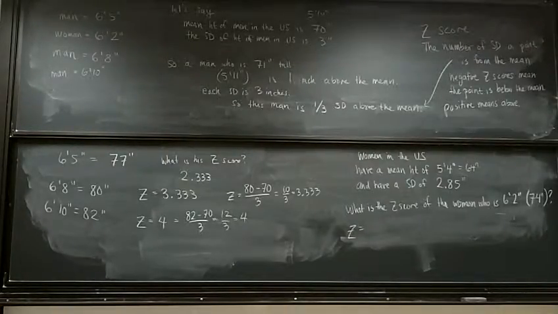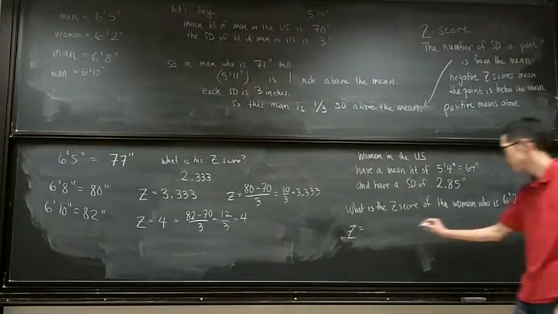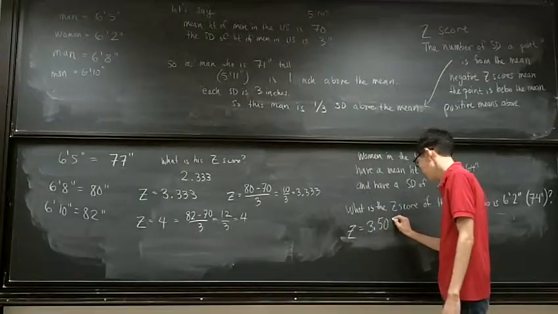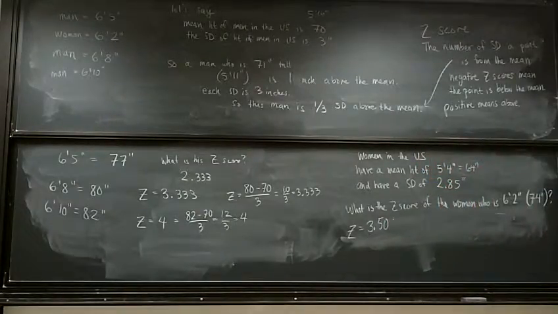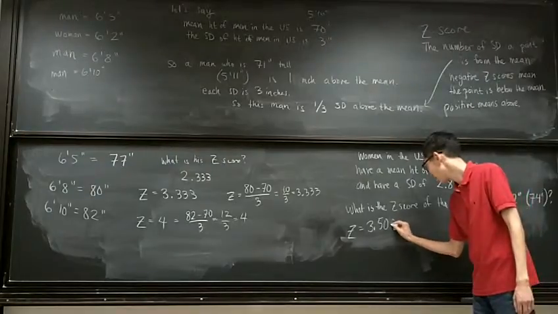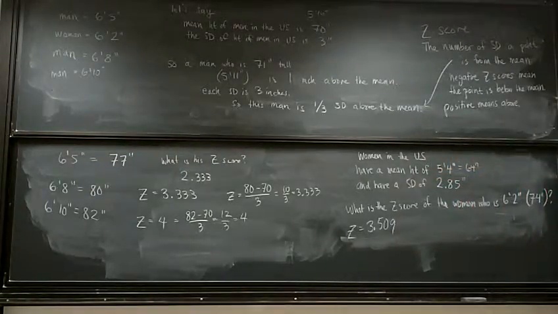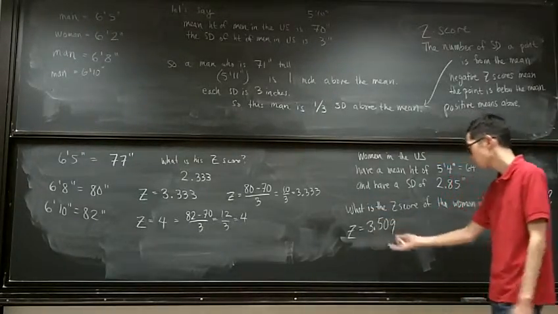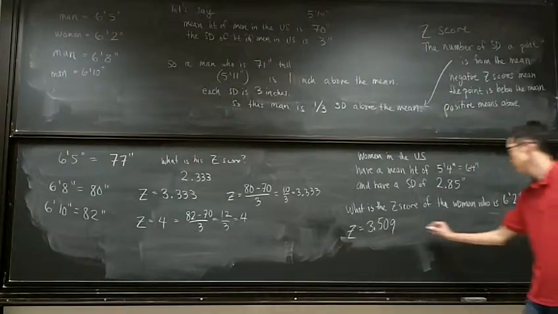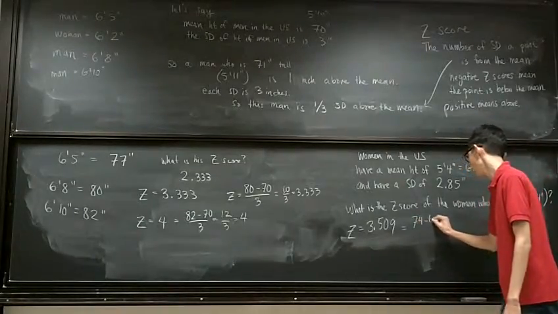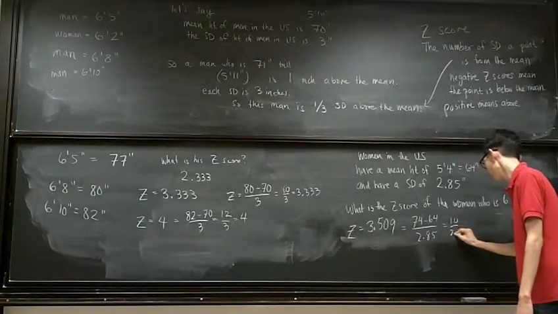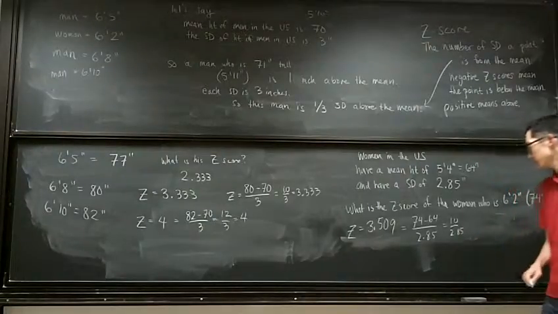Do we all get an answer? All right, and what's our z-score then? 3.509. If we round to three decimal places, 3.5087, right? If the number that comes after the spot where you're rounding is 5 or bigger, you round up. So 3.509. We did 74 minus 64 divided by 2.85, 10 over 2.85, and we get 3.509.